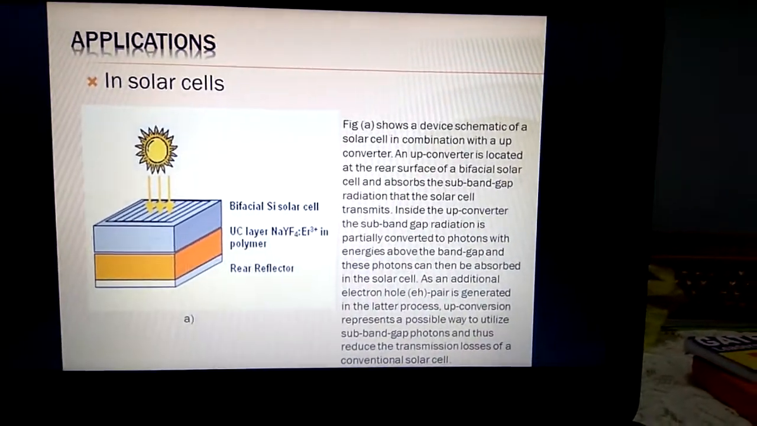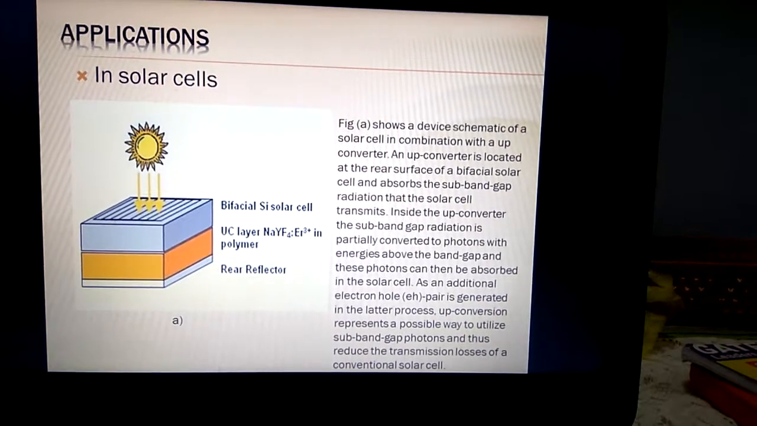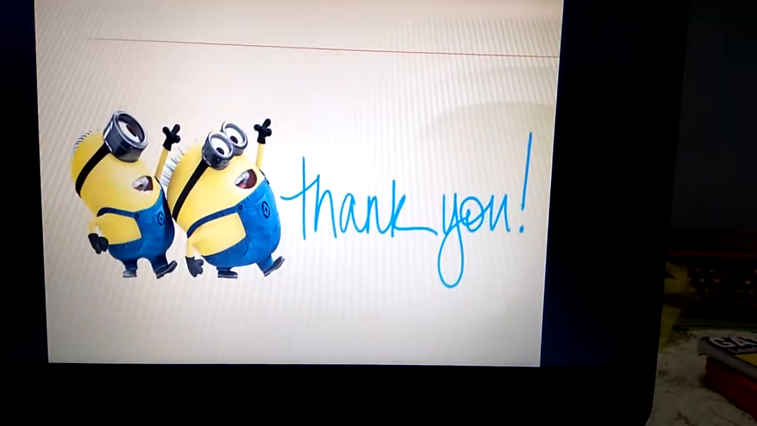Now are the applications. Application of this is involved in solar cells and in photovoltaic devices.